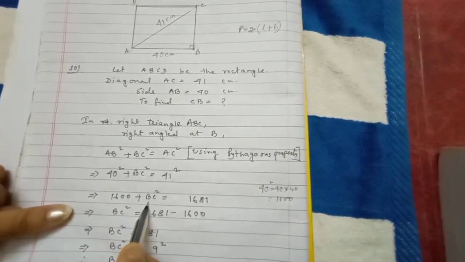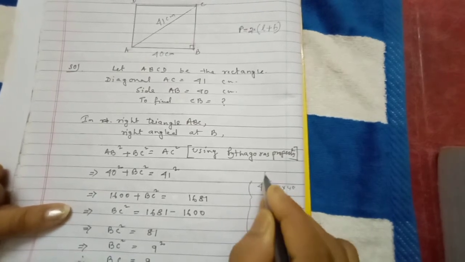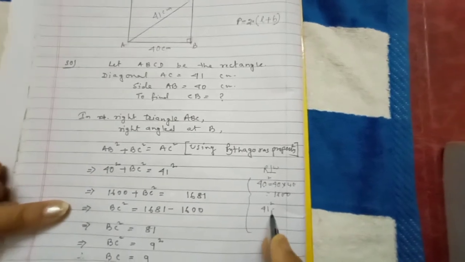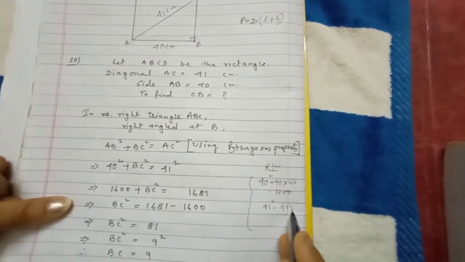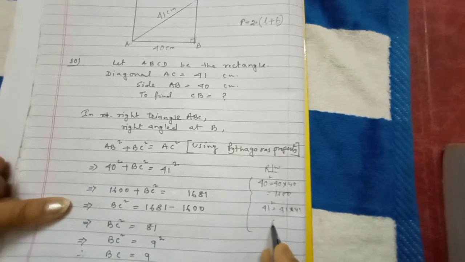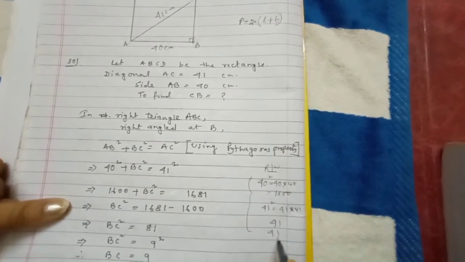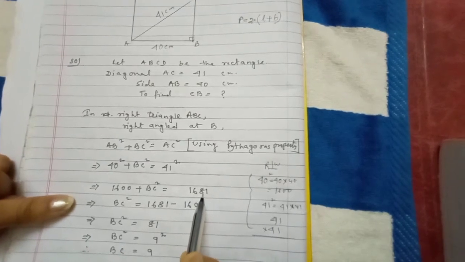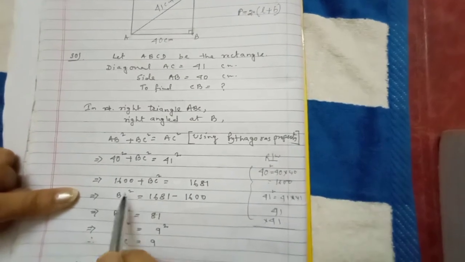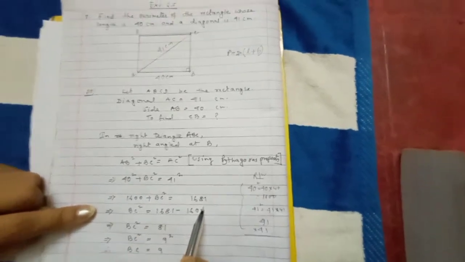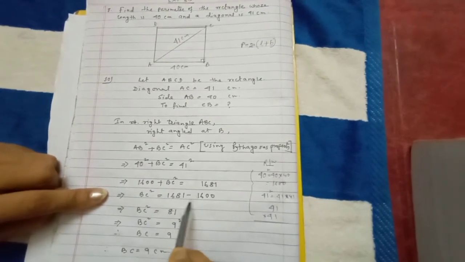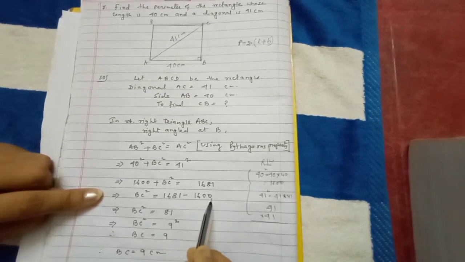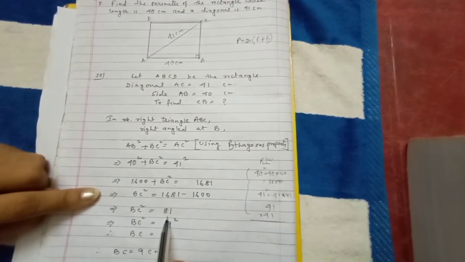BC square we don't know. So it is our rough work. 41 square means 41 into 41. You have to multiply it and you will get this value, 1681. Now BC square, by transposing 1600 to the right side, you will get a negative sign. 1681 minus 1600, you will get 81.